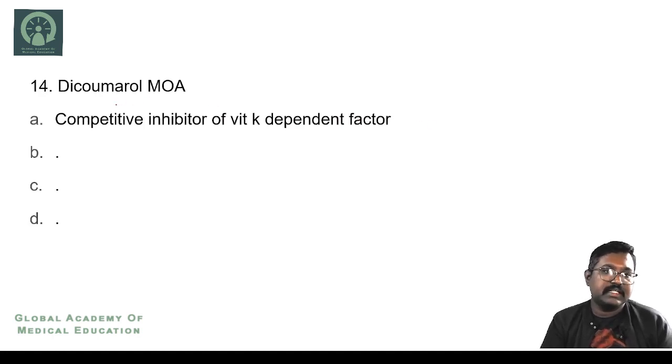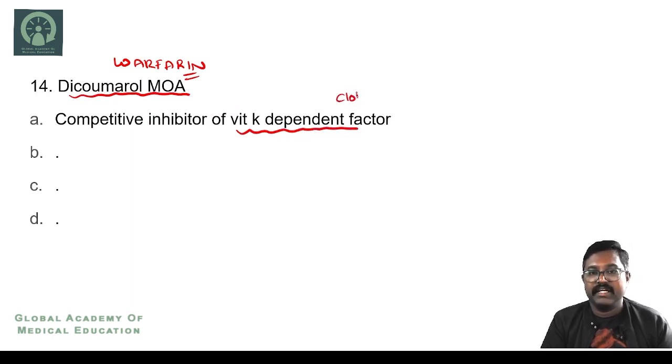There was a question regarding the dicumarol mechanism of action. What is the other name for dicumarol? Dicumarol is similar to warfarin, which is an orally available anticoagulant. The mechanism of action is that it competitively inhibits the vitamin K dependent clotting factors. This is the right answer here. If they ask about the mechanism of action, you can select the competitive inhibitors of vitamin K dependent clotting factors 2, 7, 9, 10.